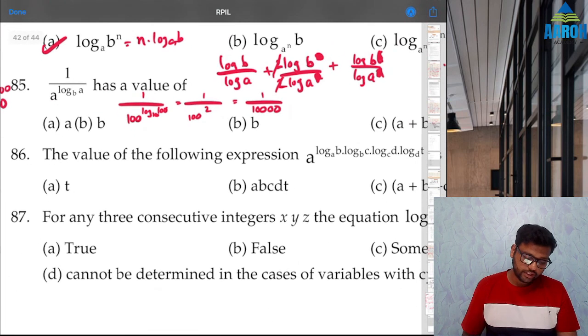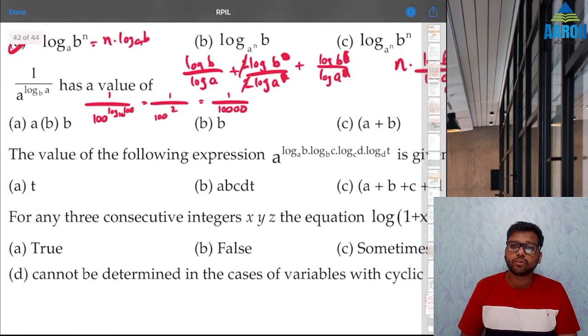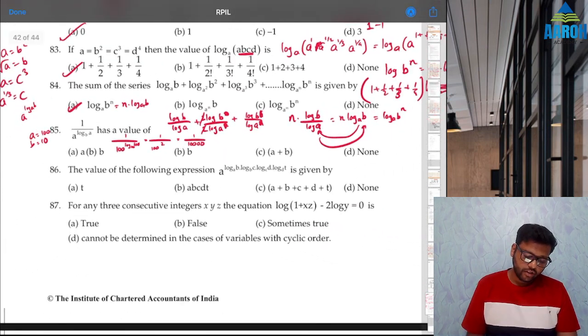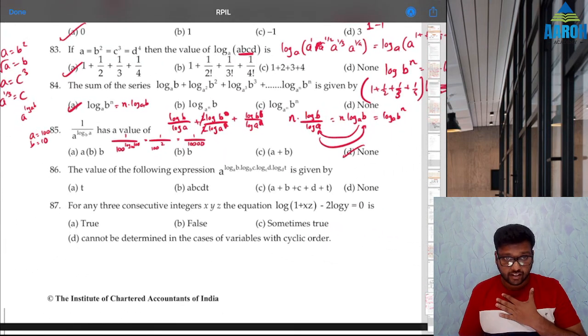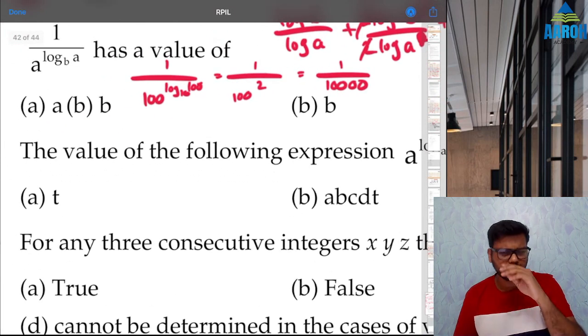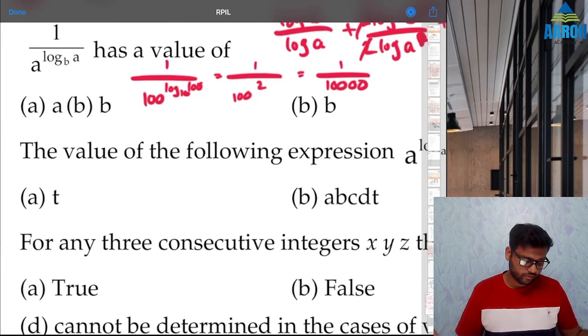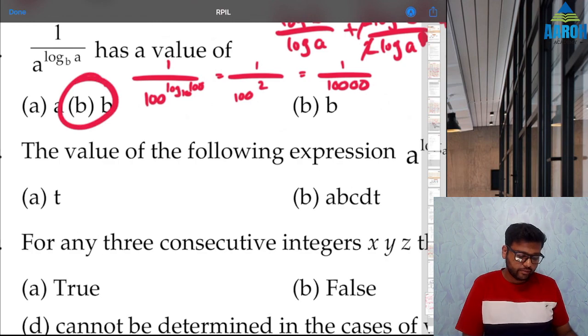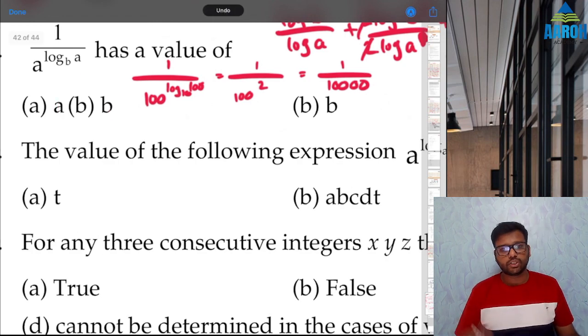That is not in the options anywhere if you see. A plus b is also not correct. So none will have to take, but I think they wanted to give something different. I don't know. Maybe they have made some printing mistake. We don't know. There is some printing mistake in options also, right? So whatever. Next.